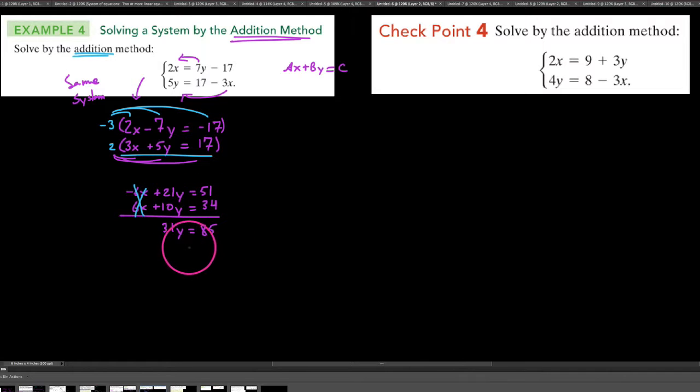So one of my favorite things happens here. We get something like this, in which we would certainly divide both sides of this equation by 31, and we end up with y equal to 85/31. Are you serious?